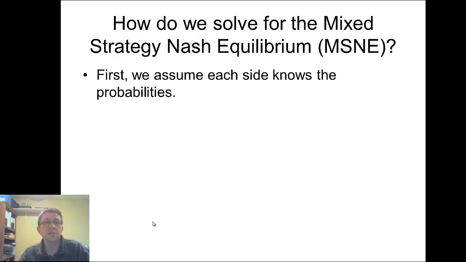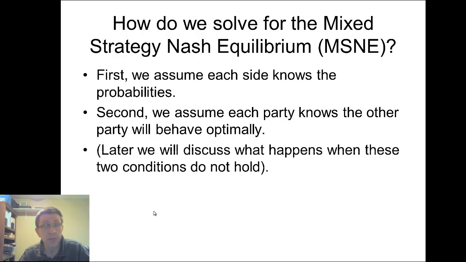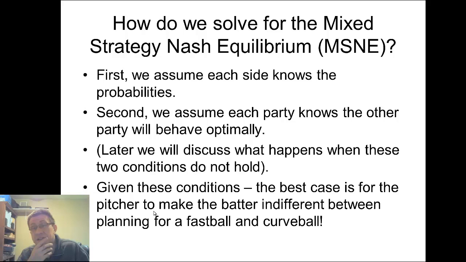So how do we solve for the mixed strategy Nash equilibrium? First, as we do with everything, we have to assume each side knows all of this information, and that each party knows the other party will behave optimally. Given these conditions, the best case for the pitcher is to make the batter indifferent between planning for a fastball or a curveball. So the pitcher's goal when determining how often to throw a fastball or a curveball is to make the hitter indifferent between those two choices.